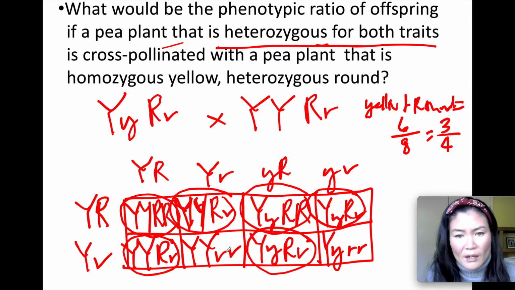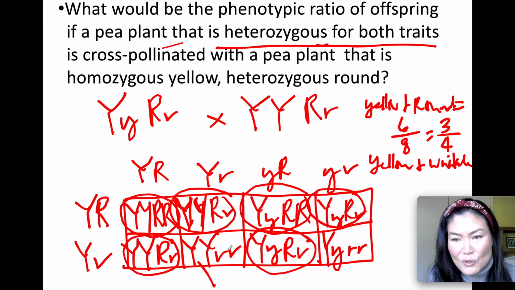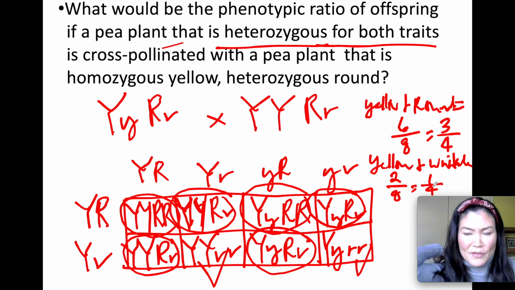Okay, and then how many are going to be yellow and wrinkled, right? Wrinkled. Sorry, I forgot for a second what the little r was. And I see 2. So this one. So 2 out of 8, and we're going to reduce that to 1/4. Okay, so that's the answer for that.